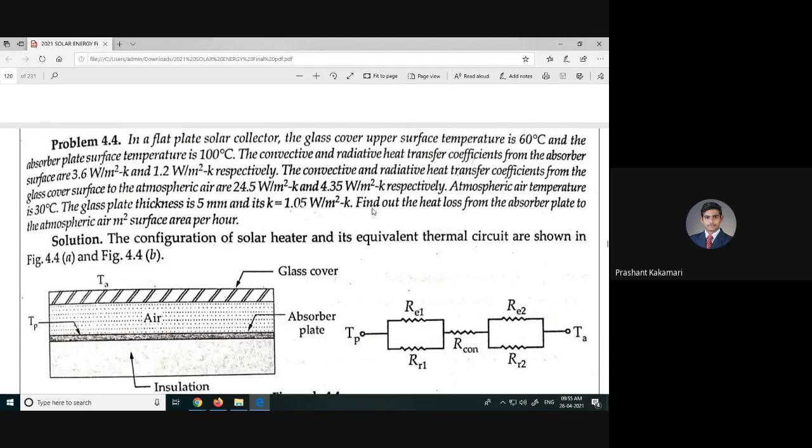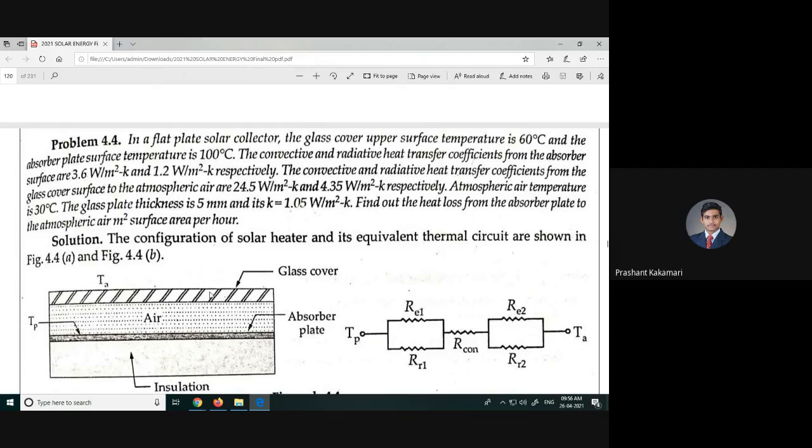We need to find out the heat loss from the absorber plate to the atmospheric air, per meter square surface area per hour. Meaning, they have not given the area of the collector or the absorber plate itself.